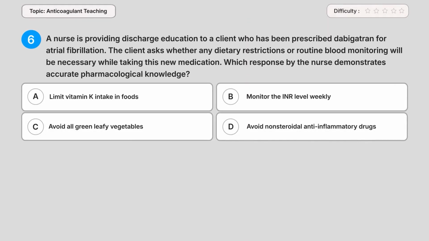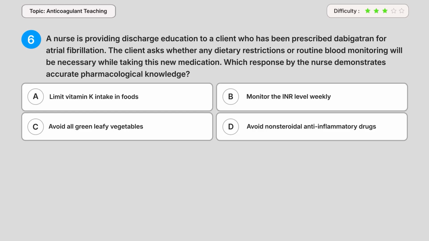6. A nurse is providing discharge education to a client who has been prescribed dabigatran for atrial fibrillation. The client asks whether any dietary restrictions or routine blood monitoring will be necessary while taking this new medication. Which response by the nurse demonstrates accurate pharmacological knowledge?